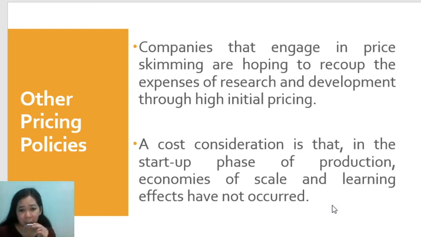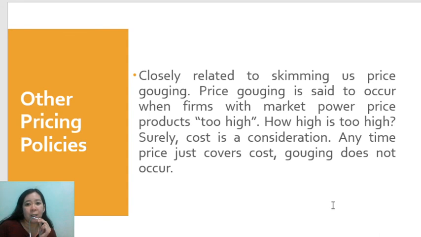Here, a cost consideration is that in the startup phase of production, economies of scale and learning effects have not yet occurred. That's why all of these expenses at this stage are considered expense when incurred. It's not yet capitalized. Closely related to skimming is price gouging. What is price gouging? This is said to occur when the firm with market power prices products too high. So how high is too high?